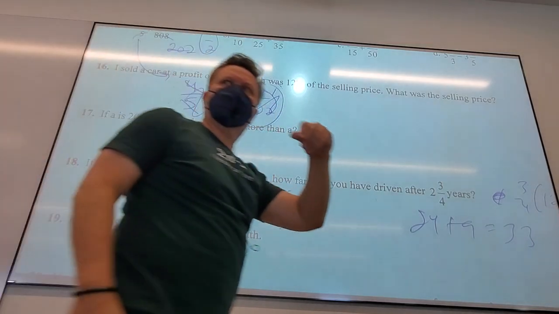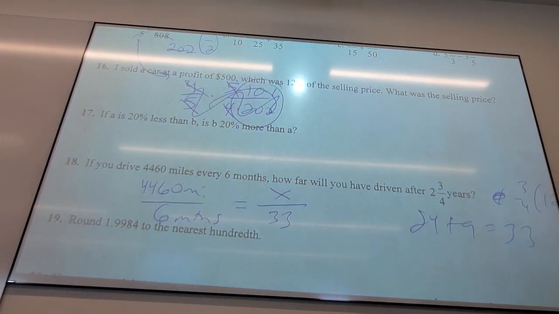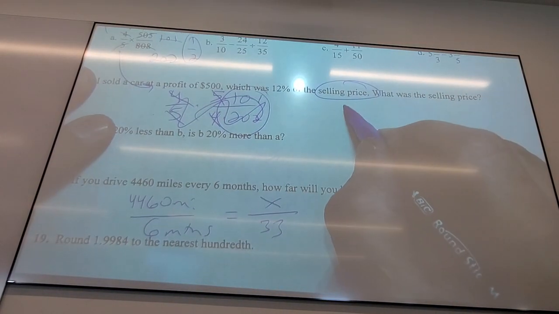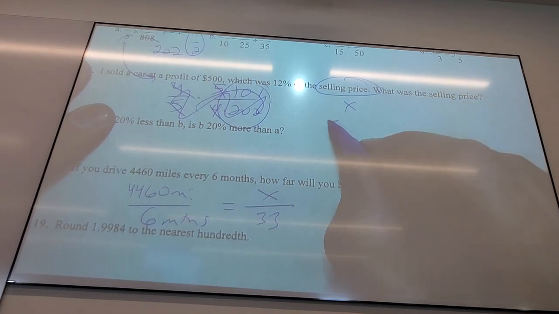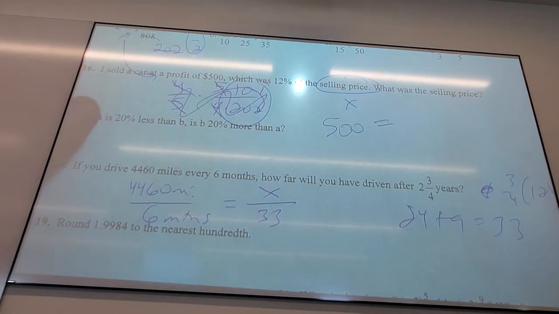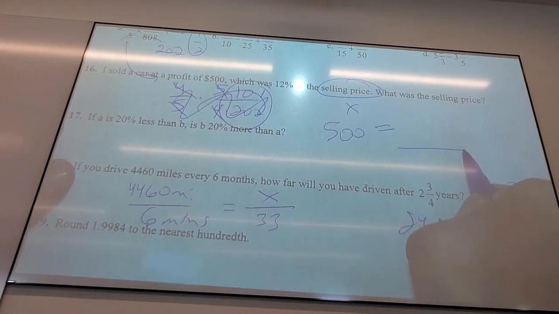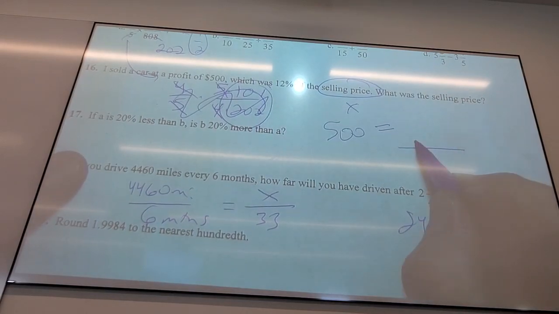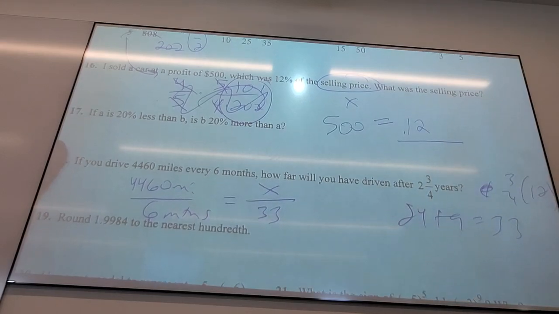So what are you going to call it? What do you call selling price? X. So 500 is 12% of X. How do I write that part? Yeah, 0.12. What does of mean? Multiplication.